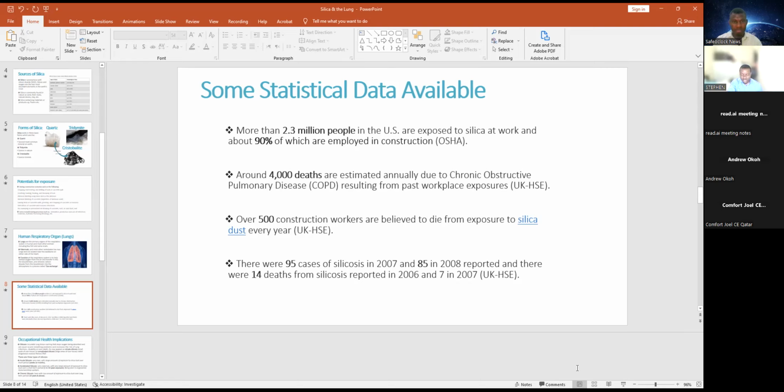This information is coming from the Health and Safety Executive in the United Kingdom. And over 500 construction workers are believed to have died from exposure to silica dust every year. There were also 95 cases of silicosis reported in 2007 and 85 in 2008, and there are also 14 deaths from silicosis reported in 2016 and 7 deaths in 2007 rather. So from this statistical data, we could see that probably there's a kind of decline, but I tried to get recent data, but there was not much time on my side, so I could not get recent data to check the trend. Maybe if other speaker has this data, they can actually share it with us as well.